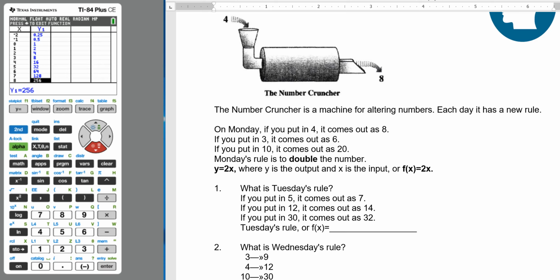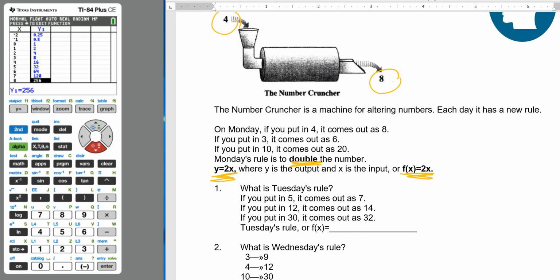The number cruncher is a machine for altering numbers. Each day it has a new rule. On Monday, if you put in a 4, it comes out an 8. If you put in a 3, it comes out a 6. 10 becomes 20. So the rule is that we are doubling every number. We can write it as y equals 2x or f of x equals 2x.